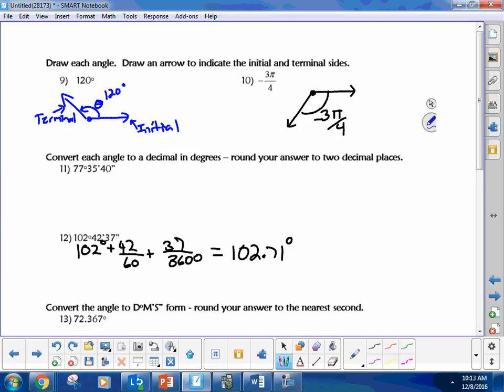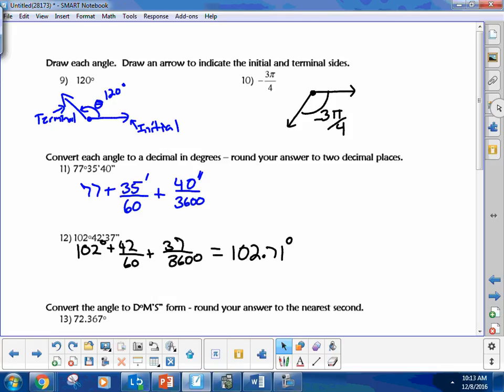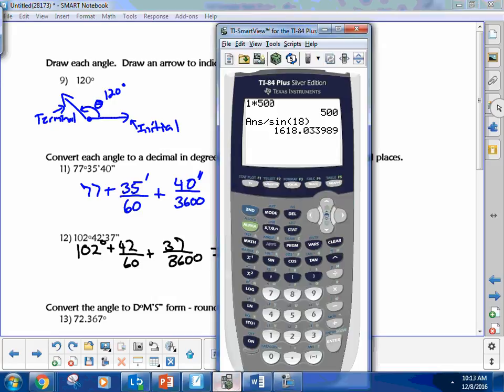Now, this one, they want us to convert from degrees, minutes, seconds to decimal degrees. What's important about that is that there's 60 minutes in a degree. So that's why we have the benefit of just taking the 35 minutes and dividing it by 60. And we know that there are 3,600 seconds in a degree. So it's a pretty simple solution. Bring out your calculator.